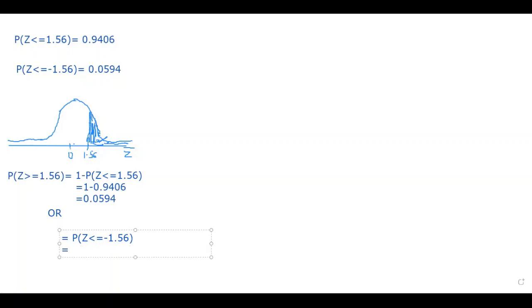You get it? So when you change the greater than to less than and the number from positive to negative, it means you are not going to subtract it from 1. And when you search for the probability that z is less than or equal to negative 1.56, we get what? 0.0594, which is the same as the positive 1.56 subtracted from the number 1. Do you understand it?